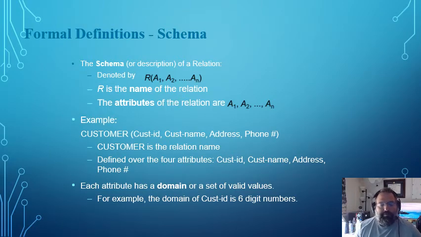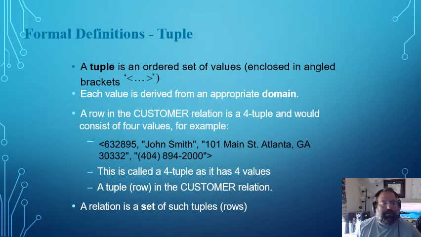Each attribute has a domain, or a set of valid values. For example, the domain of customer ID is a 6-digit number. A tuple is an ordered set of values enclosed in angle brackets. Each value is derived from an appropriate domain. A row in the customer relation is a 4-tuple, consisting of 4 values. This is called a 4-tuple as it has 4 values. A tuple, which is a row, in the customer relation. A relation is a set of such tuples, or rows.